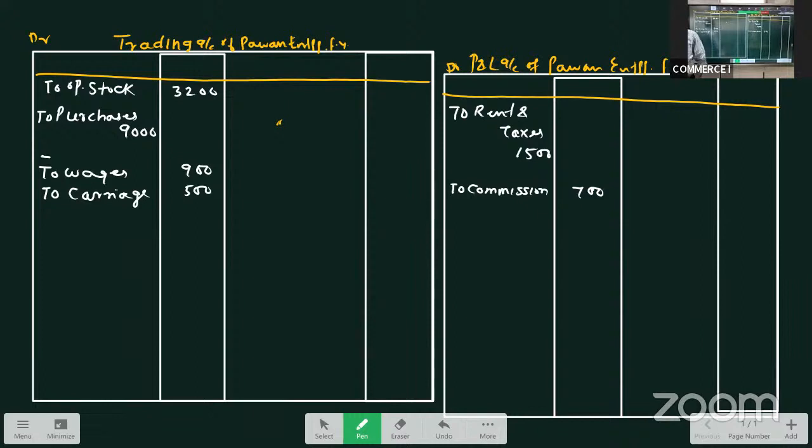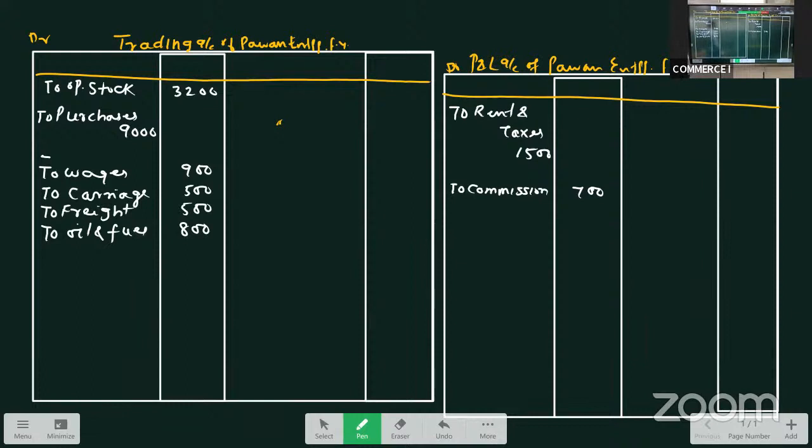Freight. If only freight is given, it is taken to trading account. Again, like carriage, freight also can be inward or outward. That is freight on purchase or freight on sale. If it is inward, we'll take it to trading account. If it is outward, we'll take it to P&L account. But if only freight is given, we take it to trading account. Freight, cartage, carriage are similar items. Freight is given as 500. Then oil and fuel. It is an expense related to factory. Oil, fuel, coal, gas, water, all these are expenses incurred in a factory. As I told you, expenses incurred in a factory are taken to trading account.